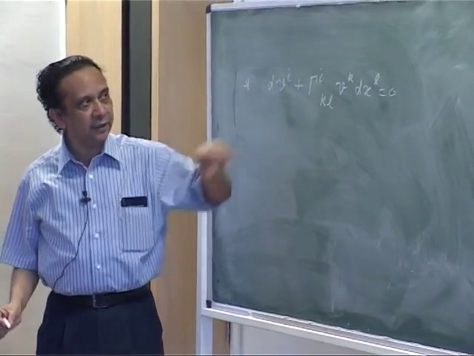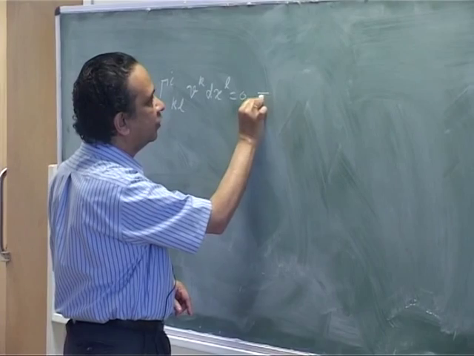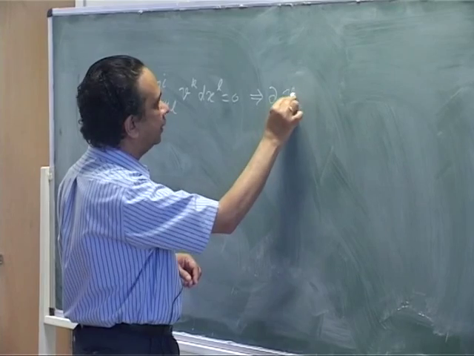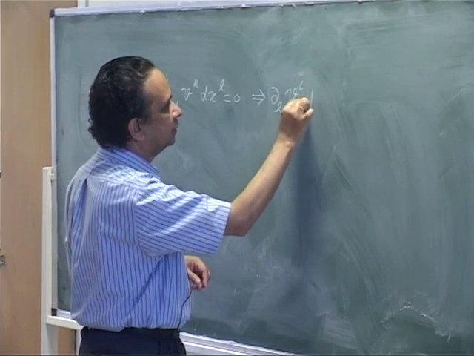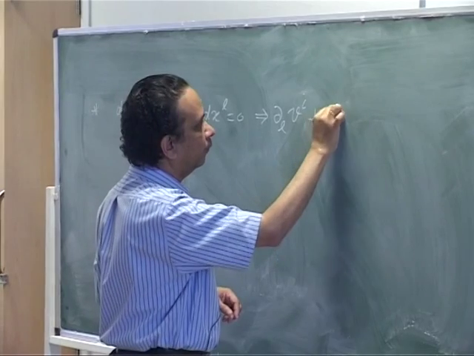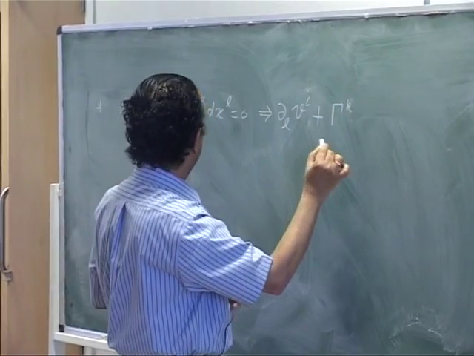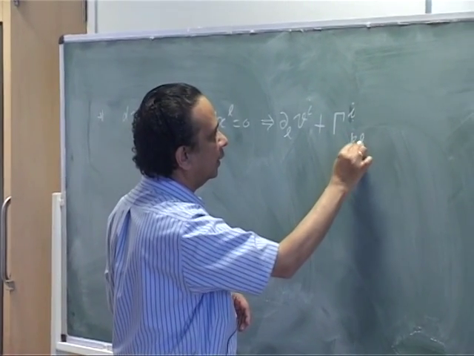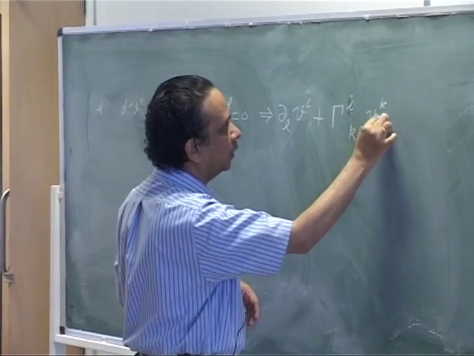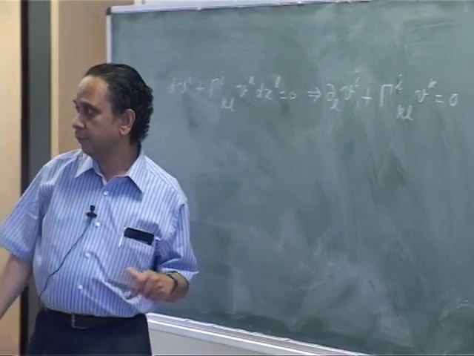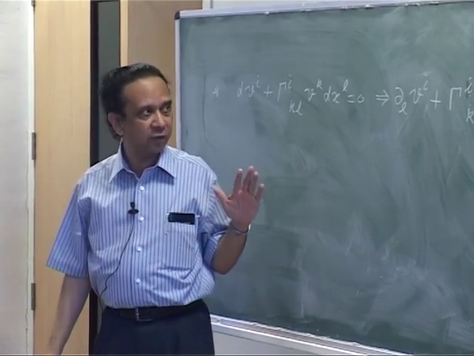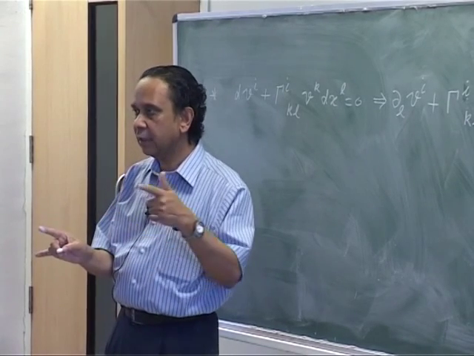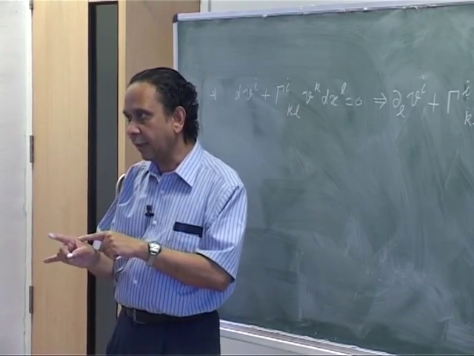So we said this has to vanish, which led us to a differential equation for V, which we wrote as ∂_l V^i plus Γ^i_{kl} V^k equal to 0. So let us again go through it, making sure we understand what we mean. We are given a vector at some given point and we are given a curve, then we know how to parallel transport the vector along that curve.